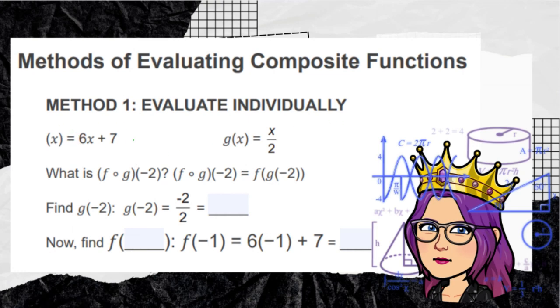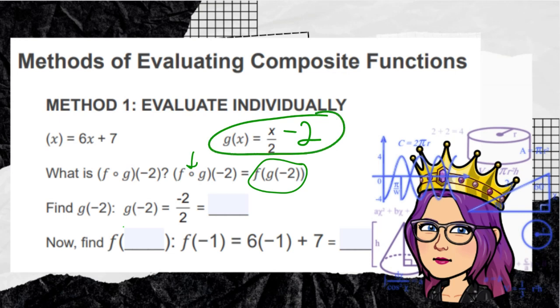Okay, evaluate. f(x) equals x plus 7. g(x) is x over 2. So what is the composition function at negative 2? We're going to write it f of g of x at negative 2. Remember, this right here indicates it is a composition function. So what we're going to do is put our negative 2 in for x up in this equation up here. So it's going to give us a negative 1.